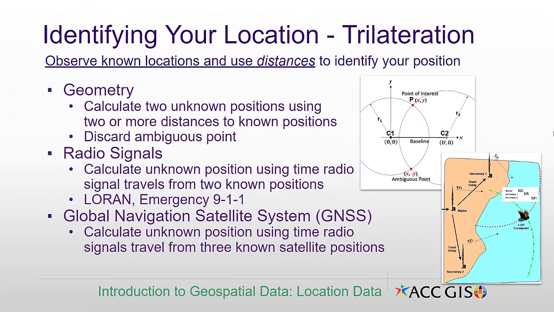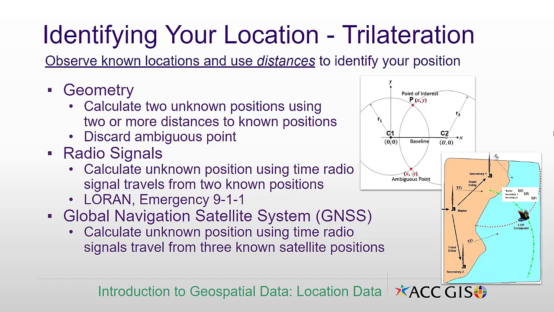Now we can utilize this same process to calculate our position utilizing radio signals, in which we calculate our unknown position using the time radio signals travel from two known positions. And so some examples of radio signals being utilized to calculate your position include LORAN and emergency 911.